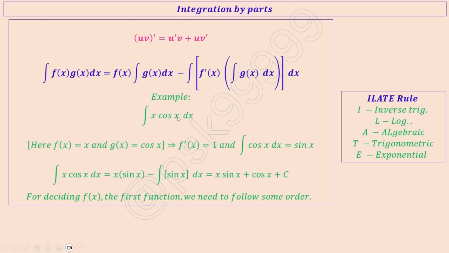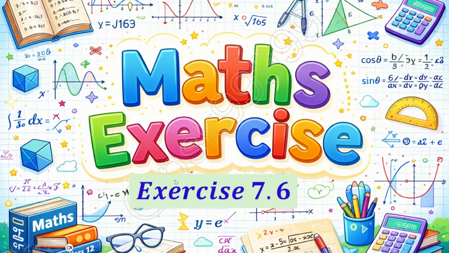In case it is cos x into e to the power of x, then I will take cos x as f of x. The first function will be cos x in that case. Hope you understand this. You need to remember the ILATE rule. Next, let's do some problems based on this integration by parts. Almost all the problems in this exercise are based on integration by parts. Let's do it.